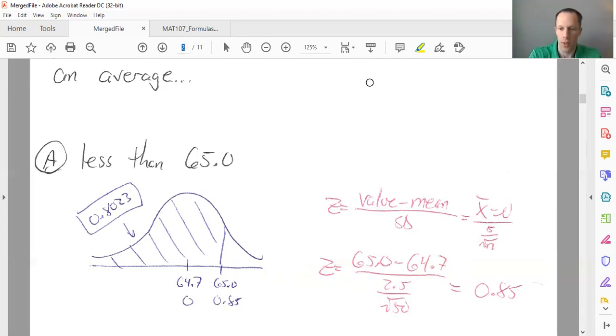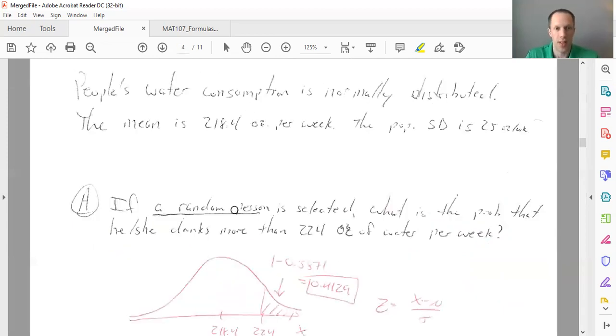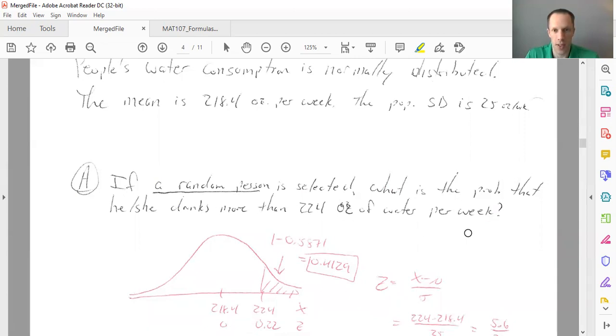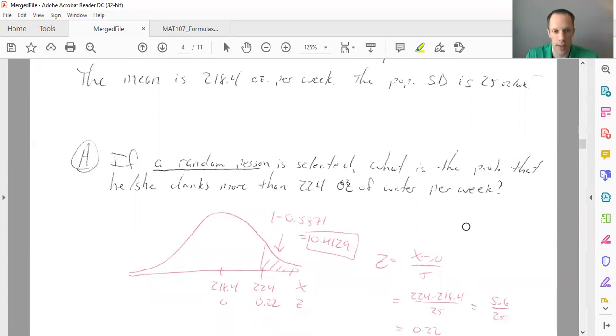Okay, let me go to another question now. Let's say that people's water consumption is normally distributed. The mean is 218.4 ounces per week, and the population standard deviation is 25 ounces per week. If a random person is selected, what is the probability that he or she drinks more than 224 ounces of water per week?